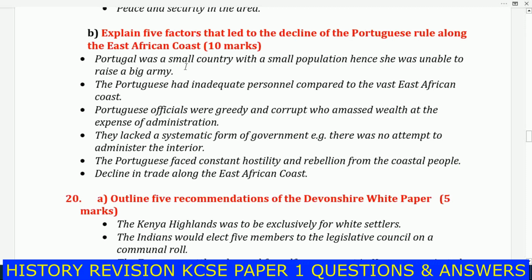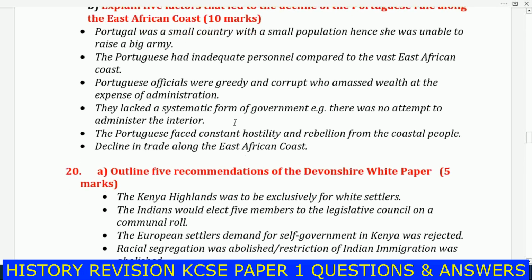Number 1, Portuguese was a small country with a small population, hence she was unable to raise a big army. Number 2, Portuguese had inadequate personnel compared to the vast East African coast. Number 3, Portuguese officials were greedy and corrupt, who amassed wealth at the expense of administration.